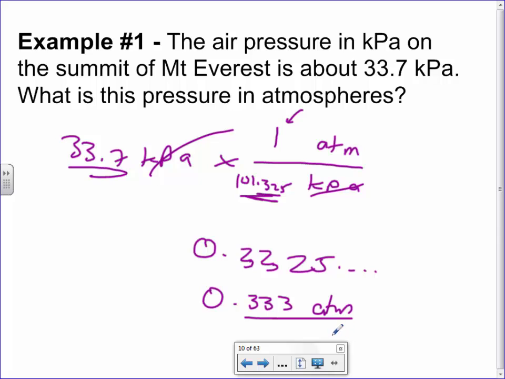Way less than sea level. I'm being really redundant today, but hopefully it sinks in. Why? Well, the further up you go, there's less particles. Why are there less particles? Less gravity. That's just how gravity works.